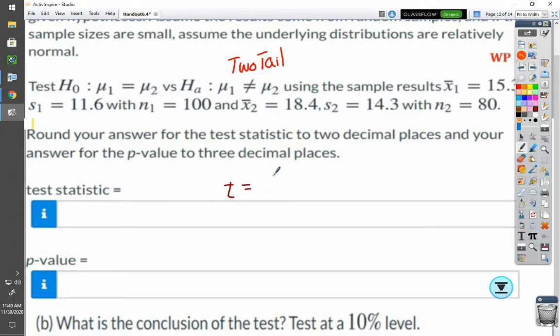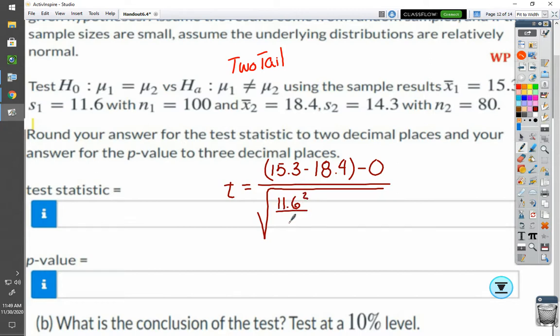So our t-score will come from x bar 1, 15.3, minus x bar 2, which is 18.4. Those two values will be subtracted, and then we'll take away the null hypothesis, 0. We'll divide that by the square root of 11.6 squared, divided by 100. We'll add to that the second standard deviation of 14.3, again squared, but this time we'll divide it by 80 for the n. Our approximation is negative 1.57. Again, be careful putting that into your calculator when you're doing your rounding. So our test statistic is negative 1.57.